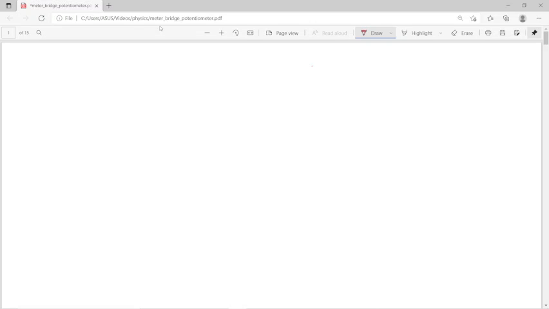So the thing is that is called meter bridge, or you can say it is a slide wire bridge. And what is meter bridge?